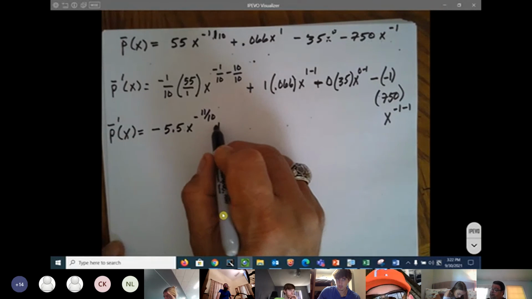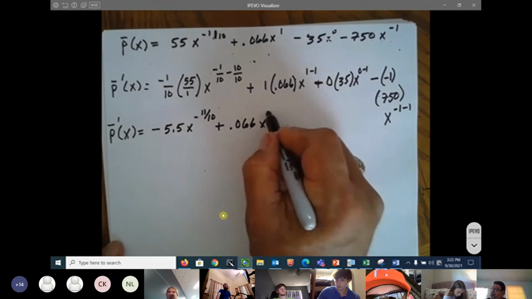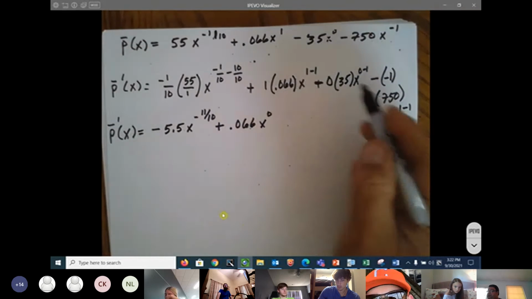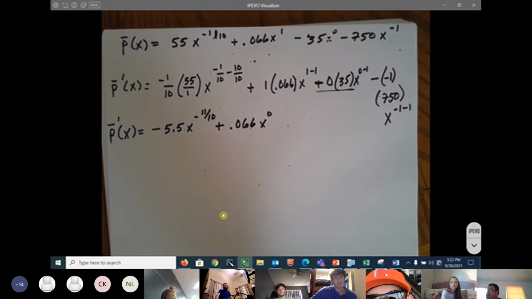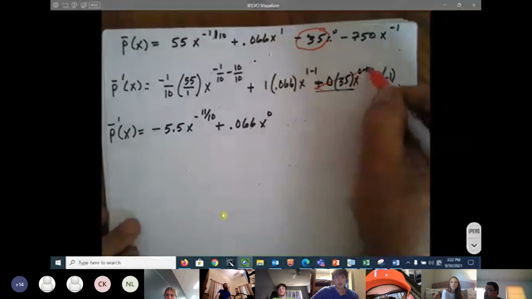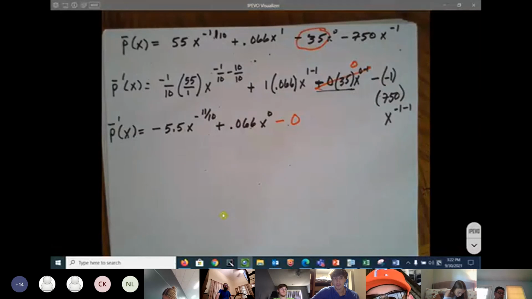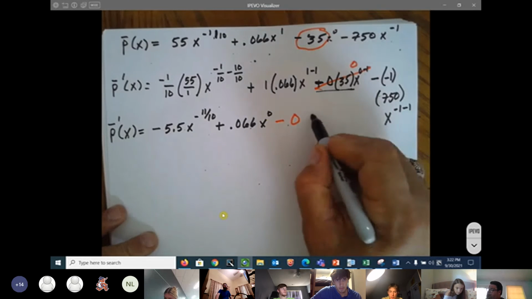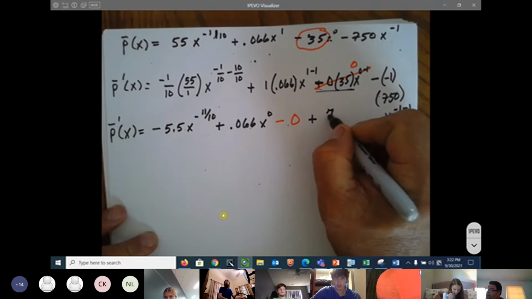Plus 0.066 X to the 0. What happens to this term? Well, it's a constant, Hubert, and last time in class, you said all numbers go to what? 0. So minus 0. And that negative forms a plus, and that's going to be 750 X to the negative 2.